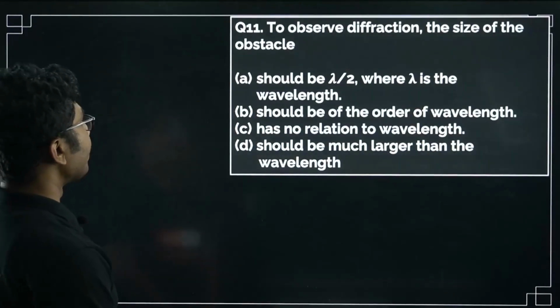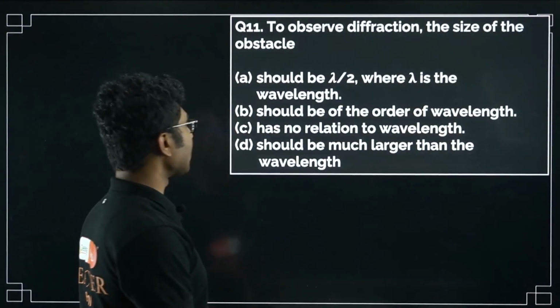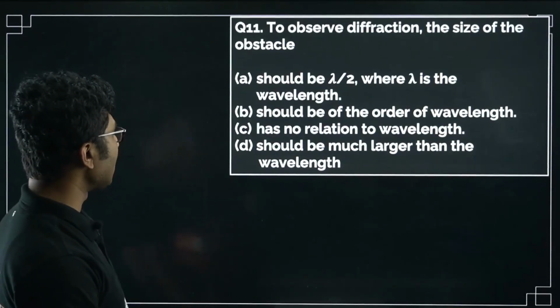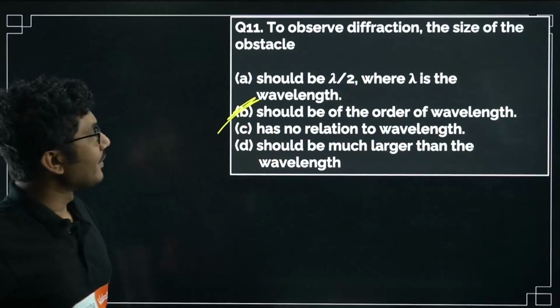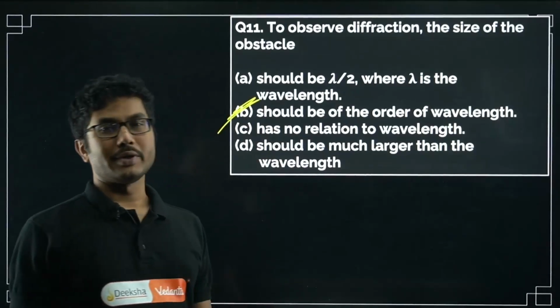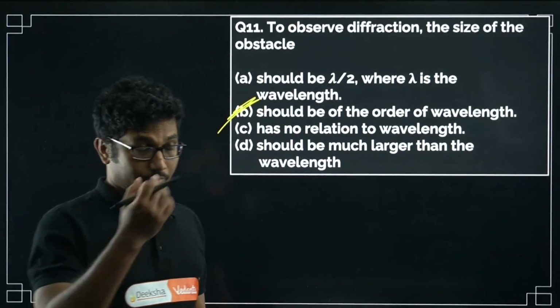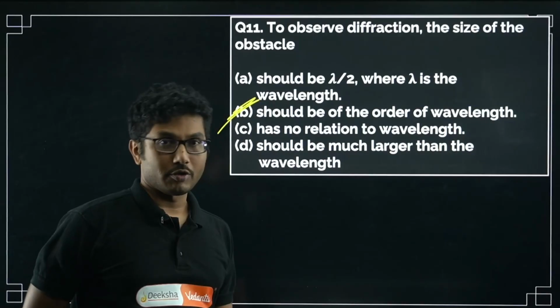Next, to observe diffraction, the size of the obstacle should be of the order of the wavelength, where lambda is wavelength. Obviously, to observe interference, the gap should be of the order of wavelength.